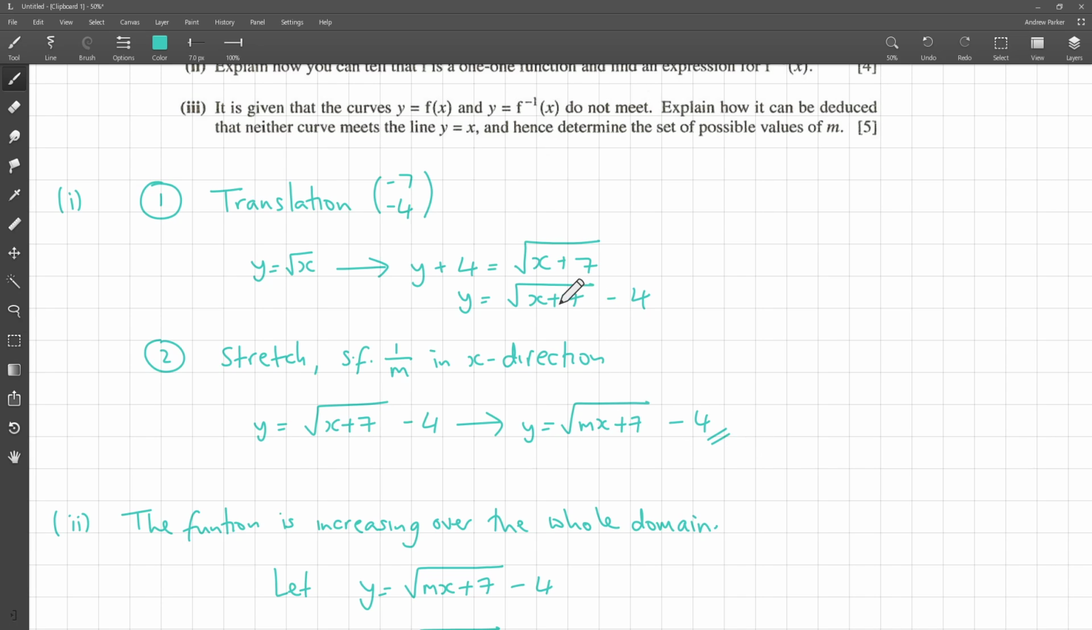In this question, if you've done the stretch first, it actually makes it a bit harder, because imagine you had an m here next to the x. Whatever translation you then do in the x direction, it's going to get times by m, and so it makes it a bit more complicated to figure out what the translation is.